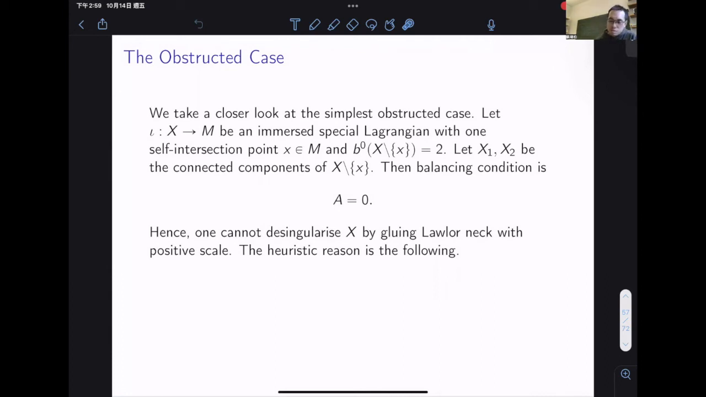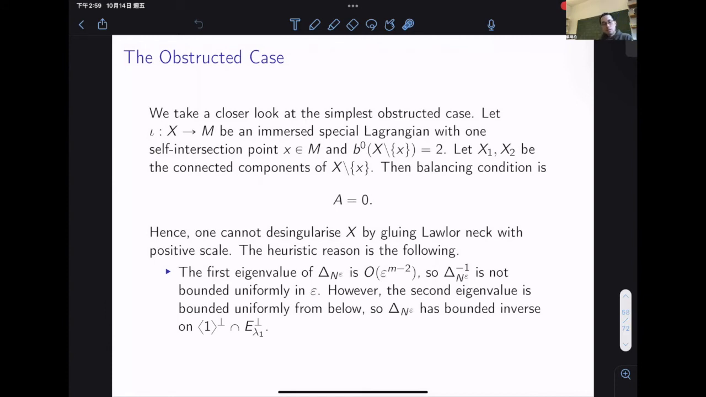Okay, so here is the heuristic reason. The first eigenvalue of the Laplace operator is of this order. So you can see that the inverse of the Laplace operator is not bounded uniformly in epsilon. However, the second eigenvalue is bounded uniformly from below. So we can show that the Laplace operator has bounded inverse on the orthogonal complement of the kernel in the first eigenspace.